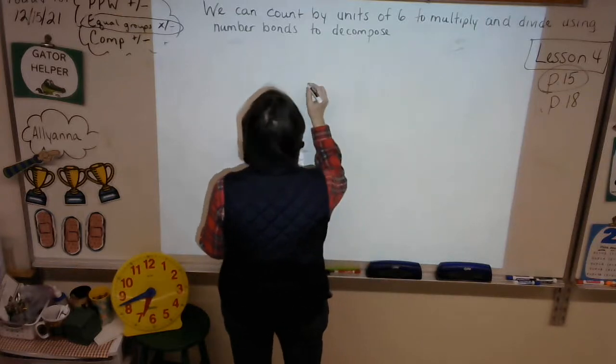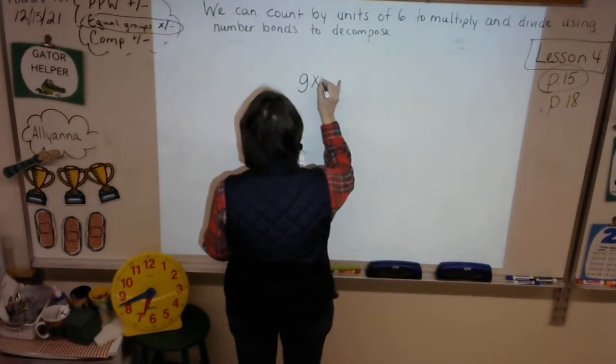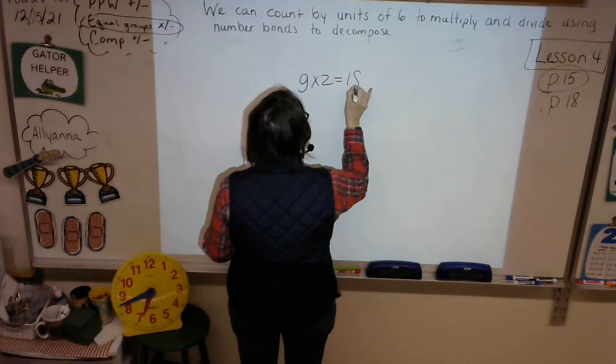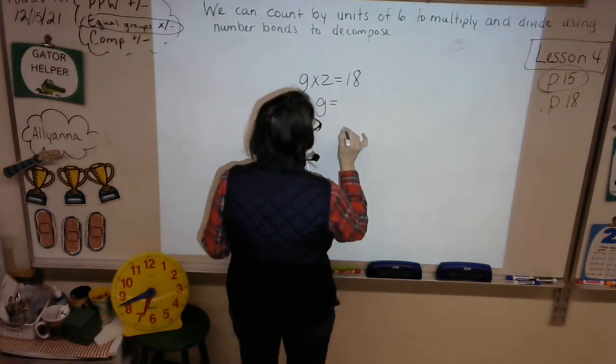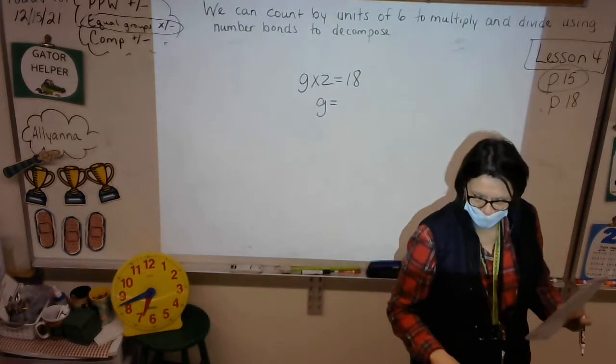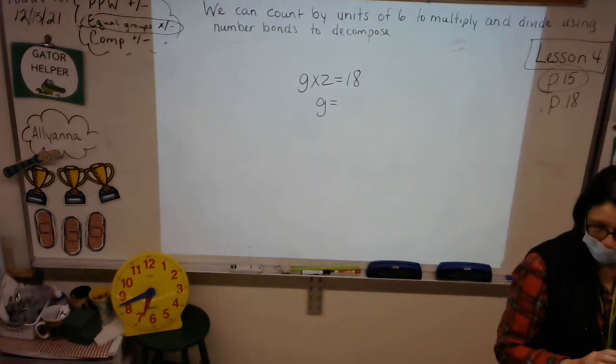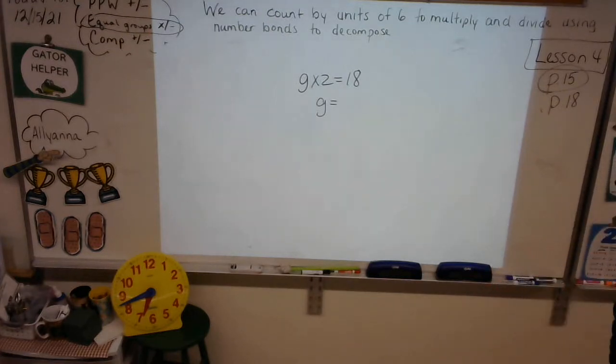There's another one. How about G times 2 equals 18? What will G equal? I need to be able to read it though.